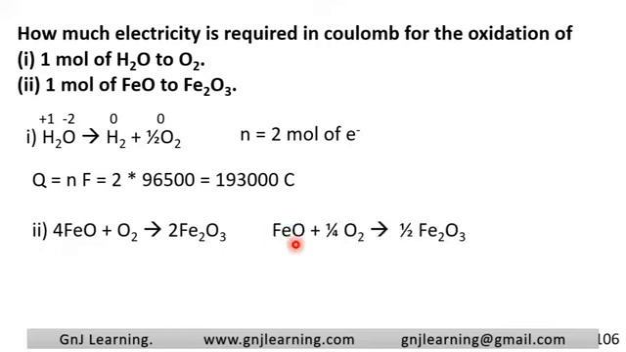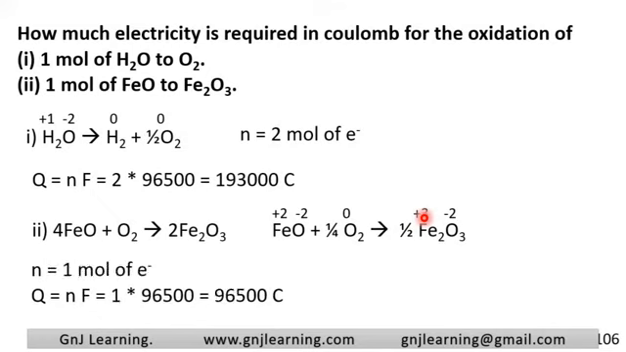So what I will get? See, 4 FeO is gone because it is divided by 4. Then FeO plus 1/4 of oxygen giving half Fe2O3. So here there is 1 Fe and here also there is only 1 Fe because it's half. So what is the oxidation number of Fe here? It is +2 and here it is +3. That means an increase of 1 electron. So what's the number of electrons involved? It is 1 or 1 Faraday. Then Q is equal to N into F, that is 1 into 96,500, that is equal to 96,500 coulombs.